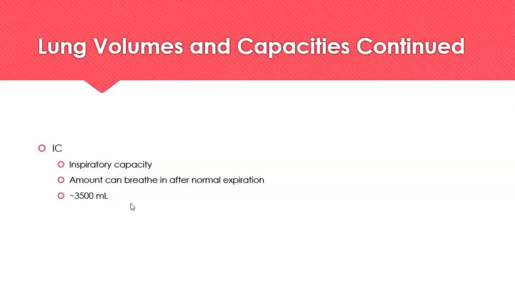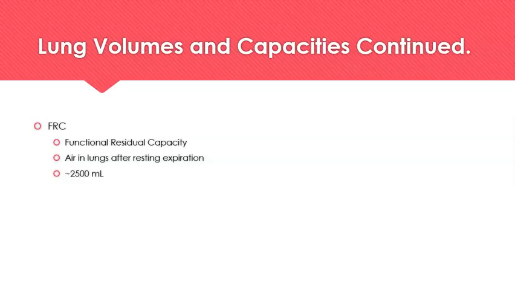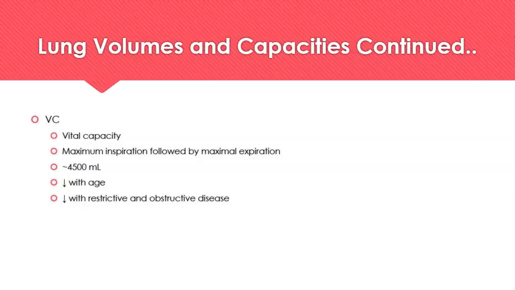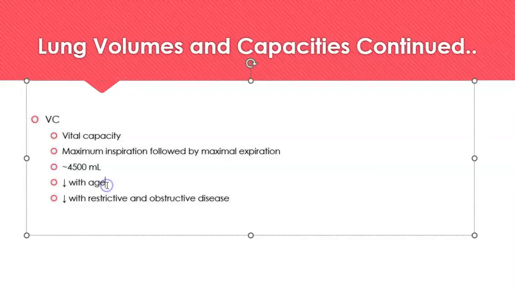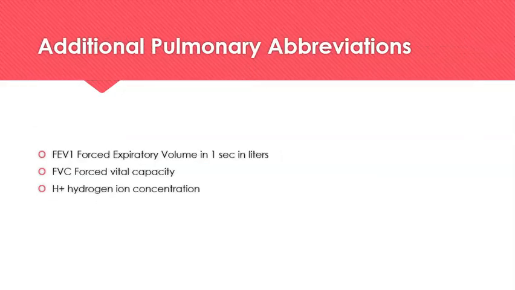Inspiratory capacity would be 3,500 milliliters. Along with that, FRC, functional residual capacity, would be 2,500 milliliters. Vital capacity is maximal inspiration followed by maximal expiration, which makes sense. This is going to decrease with age, more likely due to the increase of residual volume, and it's going to decrease in restrictive and obstructive disease. So again, related to that residual volume as well. So it could be the opposite.